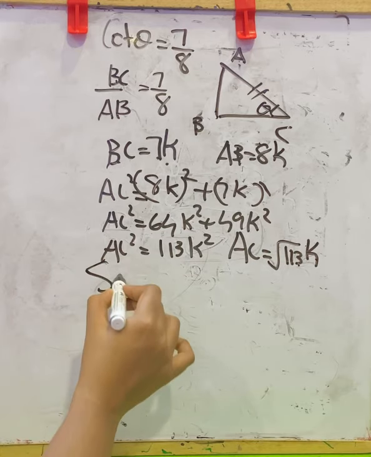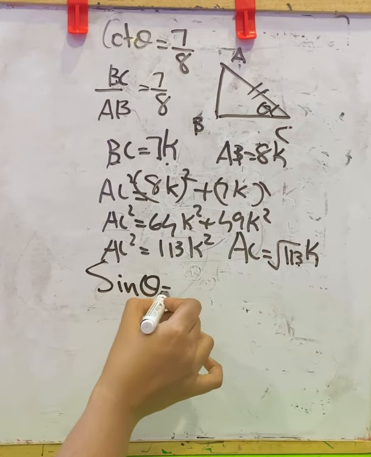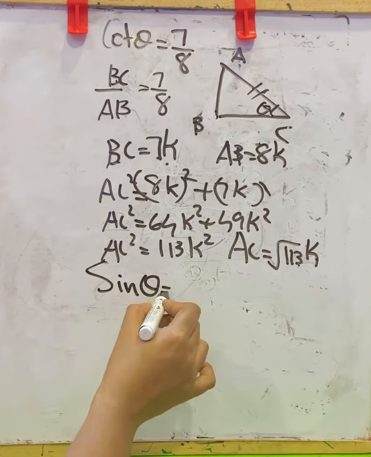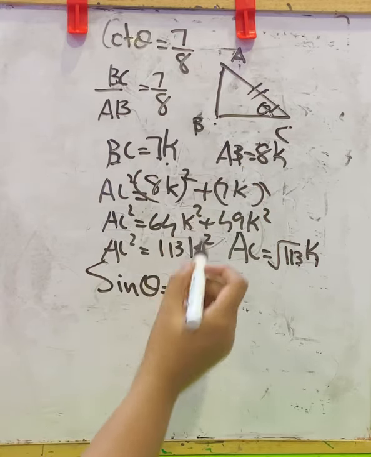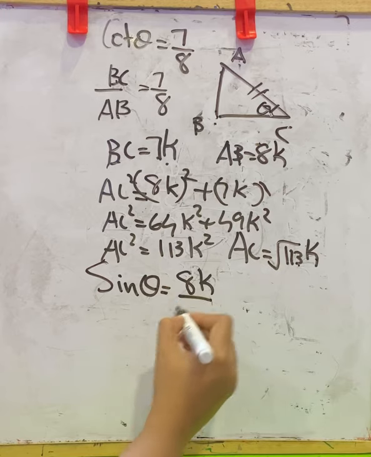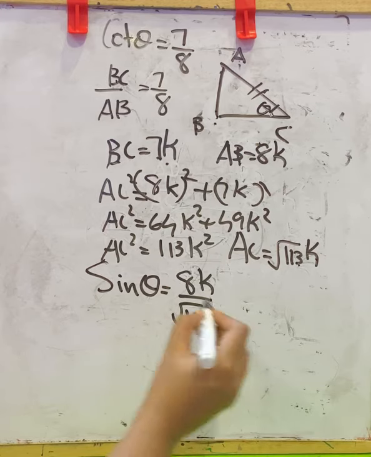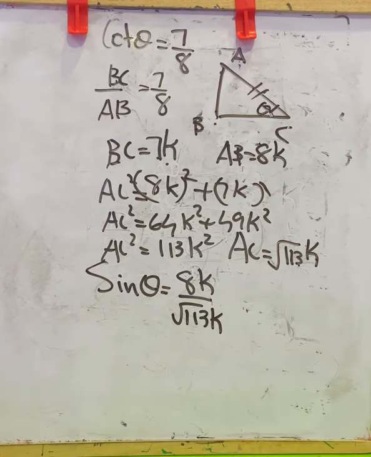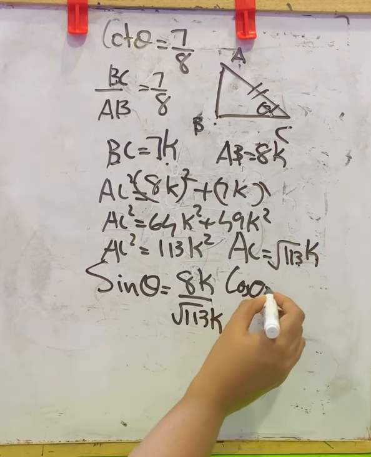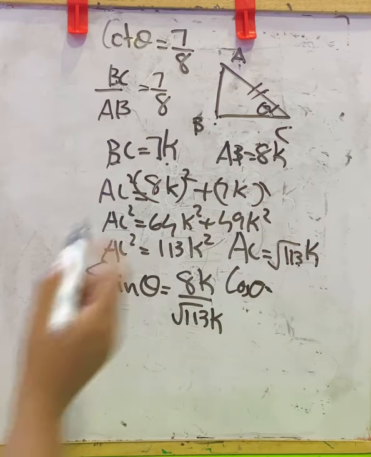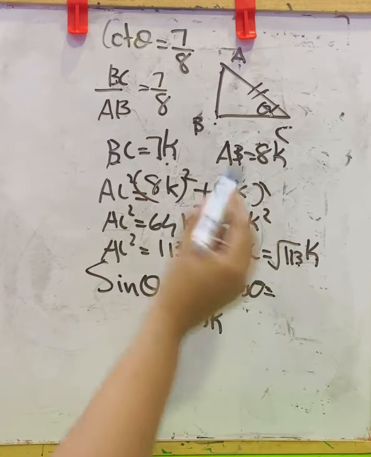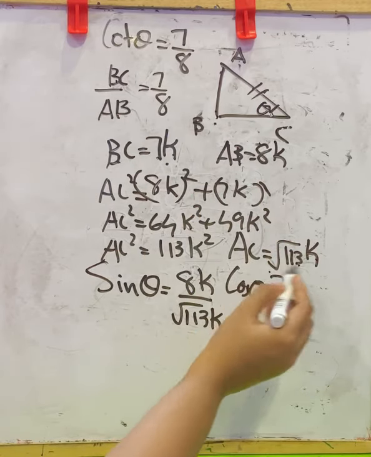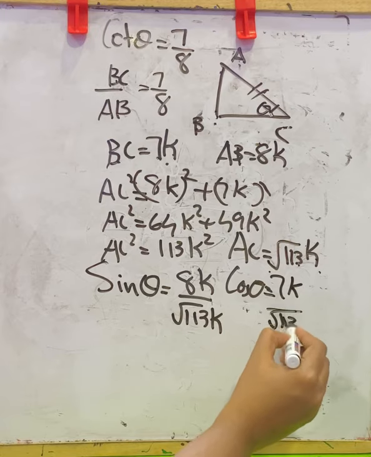We need sin theta. Sin theta is opposite side by hypotenuse, that is AB by AC. AB here is 8K by AC is root 113 K. Also we need cos theta. Cos theta is adjacent side by hypotenuse. Adjacent side is BC by hypotenuse. 7K by hypotenuse, root 113 K.